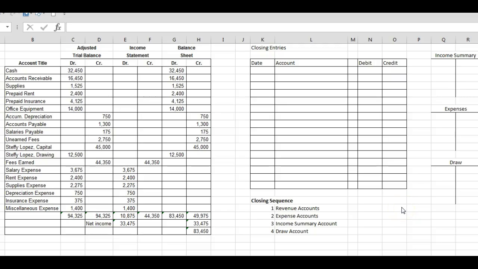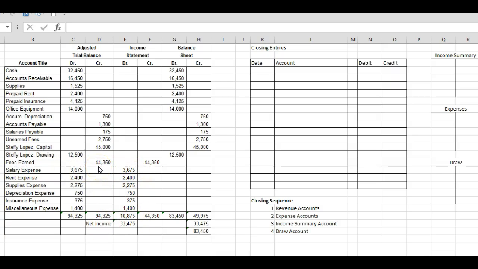Got the adjustings down, right? And what you came out with the adjustings was right here. You had the adjusted trial balance. Then you pulled off your income statement and balance sheet. So the income statement were these accounts right here.